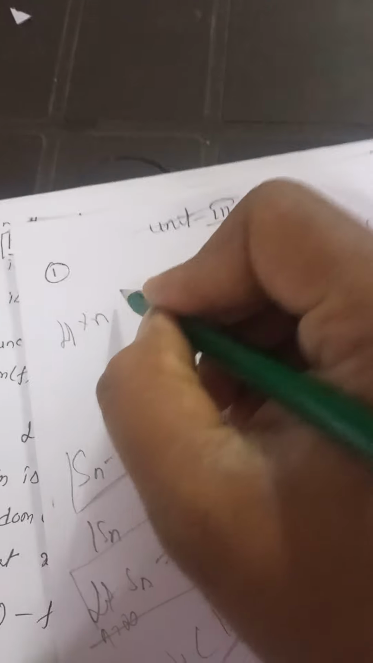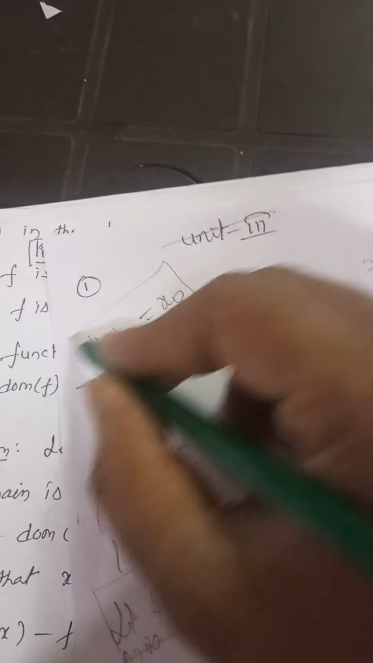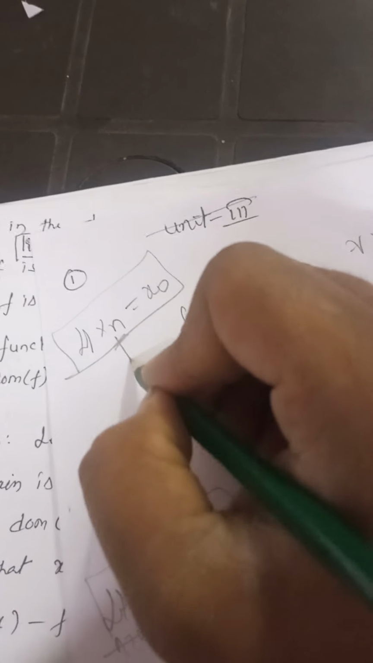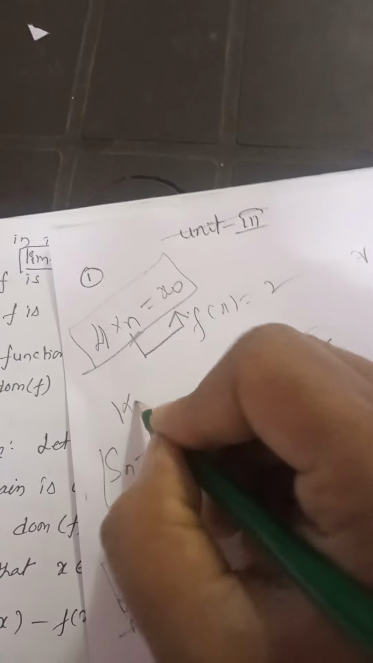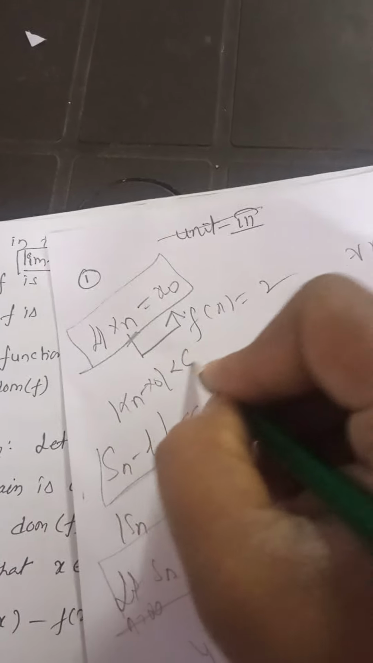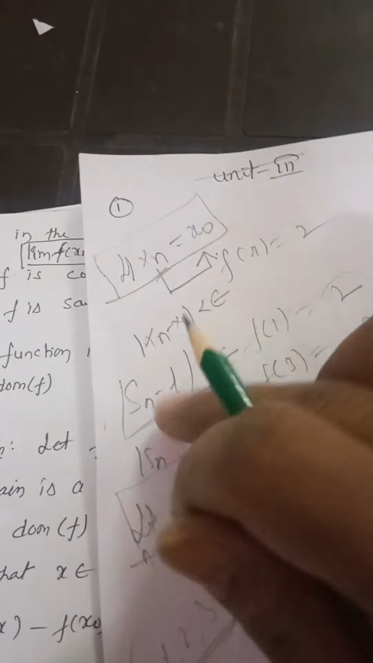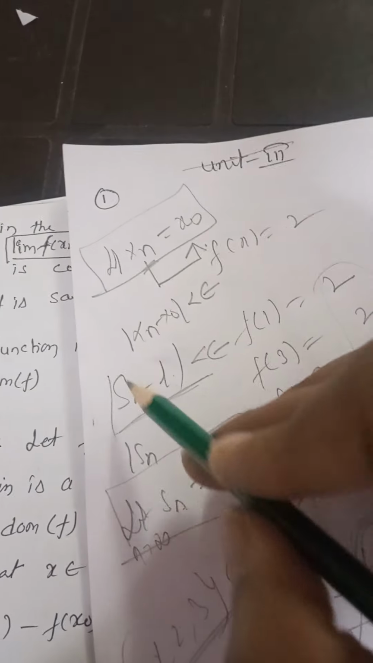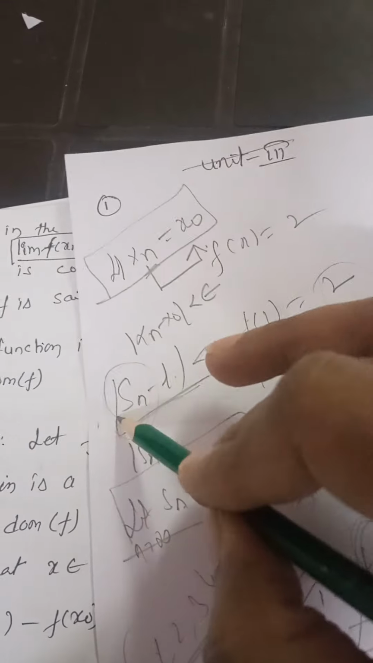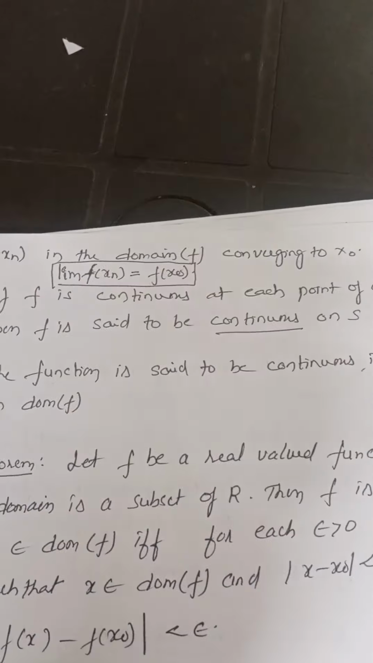Similarly, if limit of xn is equal to x naught, what does it mean? The sequence xn converges to x naught. That means mod of xn minus x naught is less than epsilon, by the definition of convergence. Here the sequence we are denoting by Sn, and here the sequence is denoted by xn only. That is the difference.